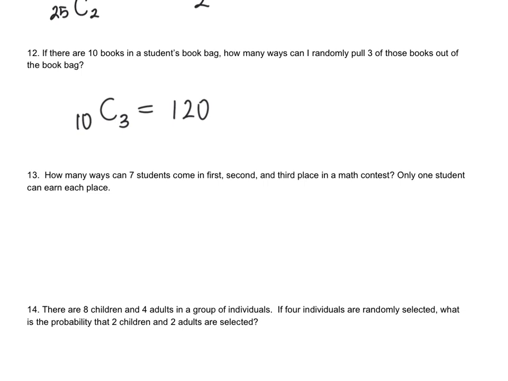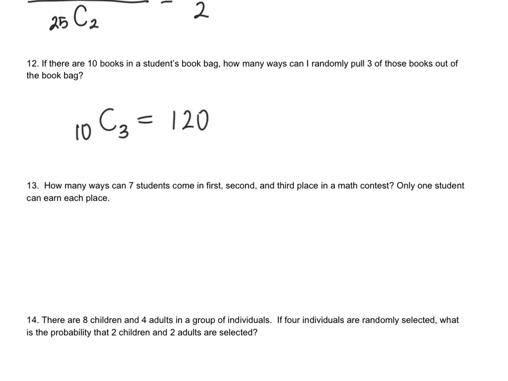Okay. So next we want to know, how many ways can 7 students come in first, second, and third place in a math contest? Only 1 student can earn each place. So in this case, because order matters, this is an example of permutations. So we want to do 7P3, because we're ranking them over first, second, and third. Which, if you go into your calculator and you do permutations this time, and you do 7P3, you get 210.